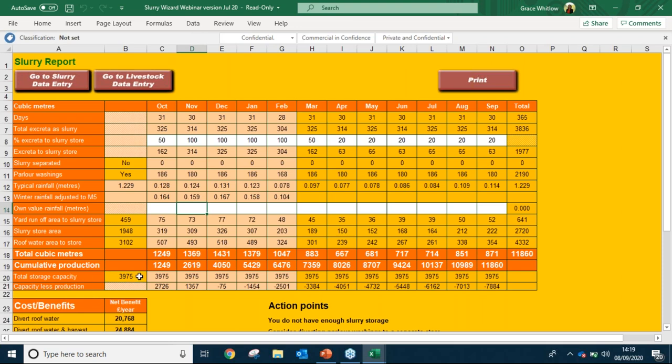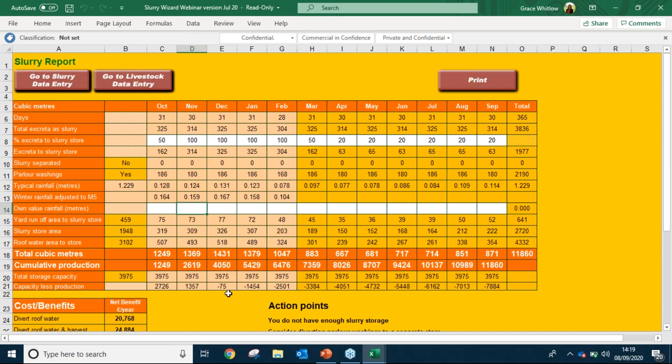Here's our storage capacity, 3975 cubic meters, and that's the total capacity we have. And as you can see, at the start of the winter, the accumulation of slurry month by month means that the available capacity goes down, and sometime during December, you can see that we're in negative territory, and the slurry store will be overflowing unless we do something about it.